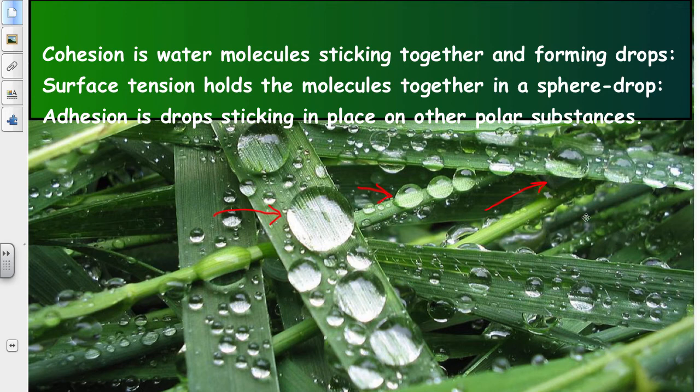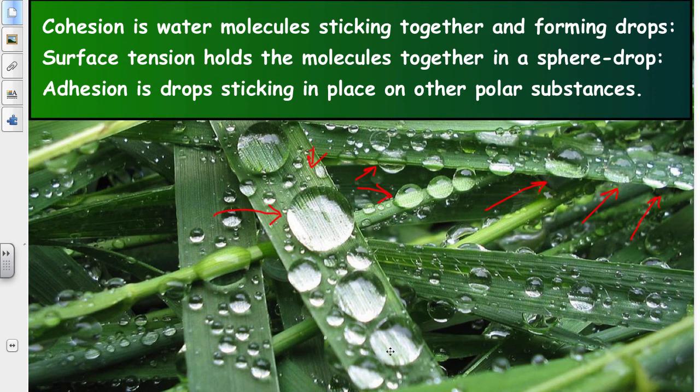In this example of adhesion, we see drops of water, all kinds of drops of water, sticking to green plants in all different manners and positions. So we see some here that are on the side. We see this one about ready to fall off. We see these on the surface. Adhesion is water molecules and water droplets, water, sticking to other substances, as you see occurring in this particular photograph. Great picture showing a number of different water droplets sticking to the surfaces of these blades of grass.